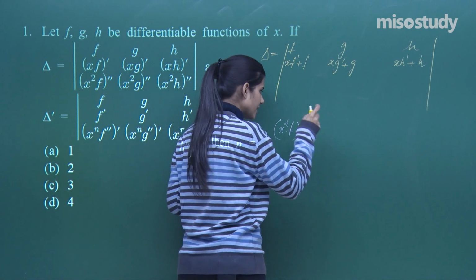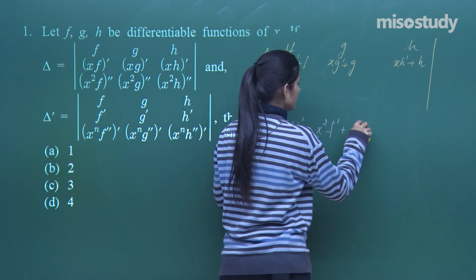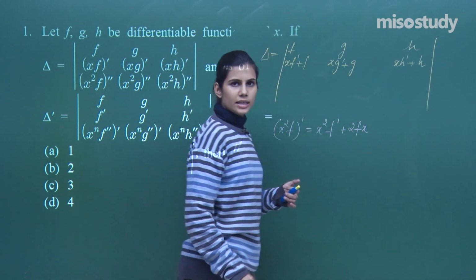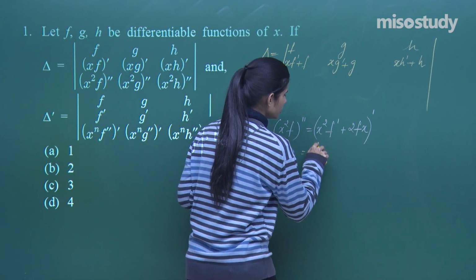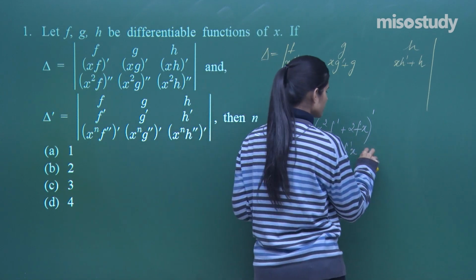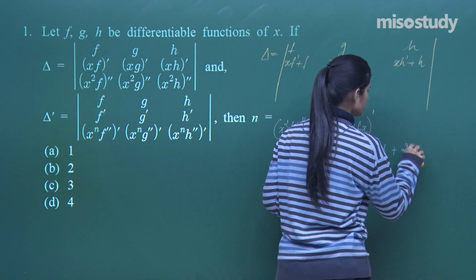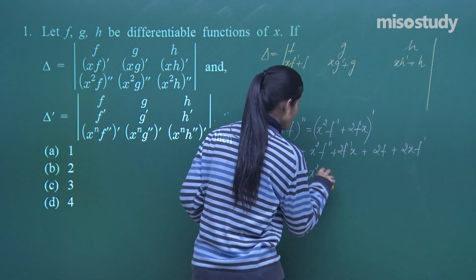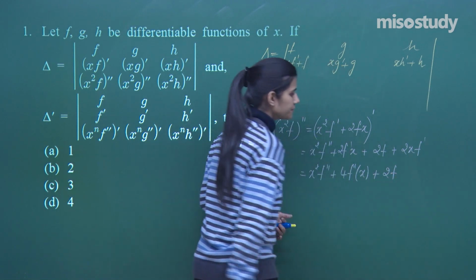First, let's try to evaluate the single dash, then we will differentiate it again. This is again first function differentiation of second plus second function differentiation of first. D by dx of x square is 2x. Let's differentiate it once again. What would this be? First function differentiation of second plus second function differentiation of first. Here also same thing. First function differentiation of second, d by dx of x is 1, plus second function differentiation of first. So you have 2f dash x, 2f dash x. This is x square f double dash plus 4f dash x plus 2f.